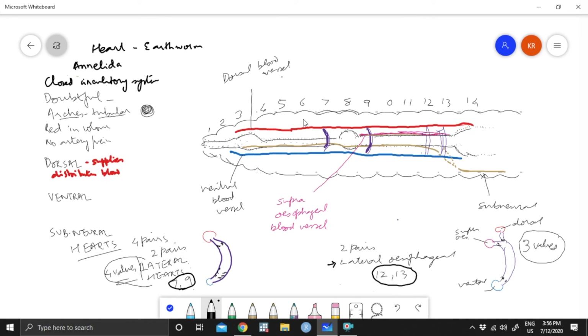Let us go back to the diagram over here. So there are pairs 7 and 9. That means the other one is going in this direction. Other one is going in this direction around heart. So where is it getting the blood from? From the dorsal to the ventral. Look at this diagram over here.